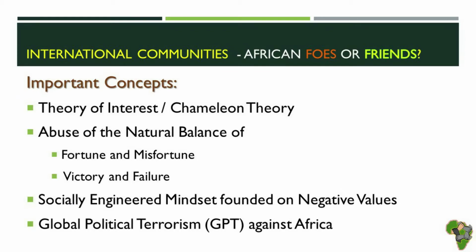The first one is the theory of interest, which I also call the Chameleon theory. The second one is the abuse of the natural balance of fortune and misfortune, or victory and failure. The third one is socially engineered mindset founded on negative values, while the fourth is one I call global political terrorism against Africa. So by the time we go through these concepts, I will leave the decision for you.